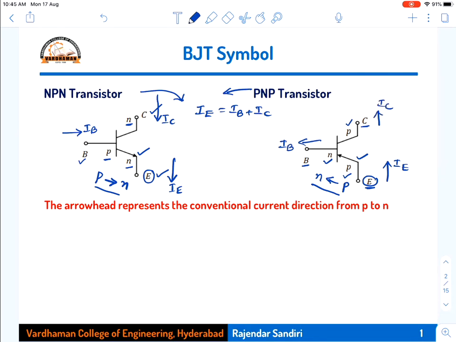So in this case also, IE is equal to IB plus IC, and the emitter current is flowing from the P side to the N side, that is emitter to base in case of the PNP transistor, and in case of the NPN transistor, it is moving from base to emitter. Outside the transistor is NPN, inside the transistor is PNP. So you have to remember it like that.